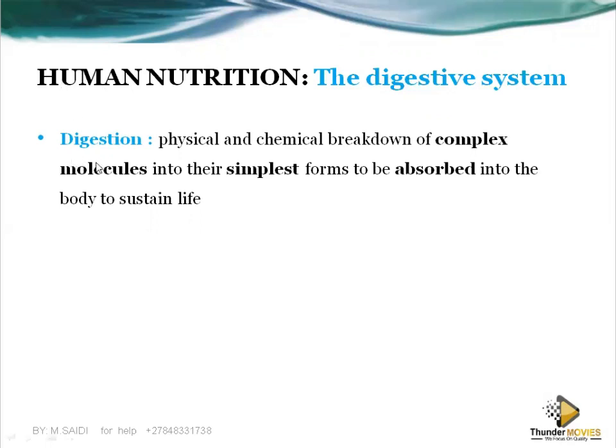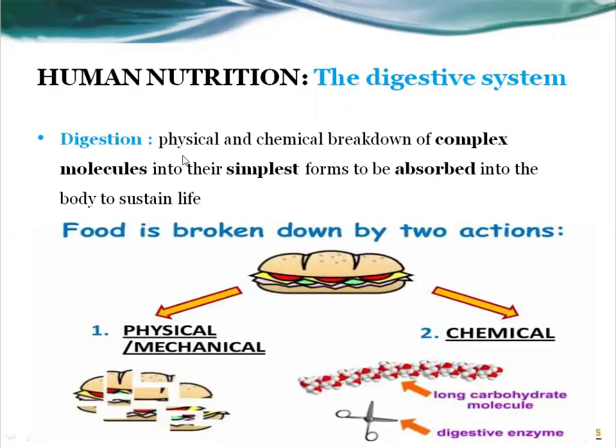So let's look at some of the definitions which you are going to find in the digestive system. Number one, we have digestion. Digestion is the process which involves the physical and the chemical. So it requires energy and requires chemicals to break down the complex molecules into simplest forms that can be absorbed into the bloodstream.